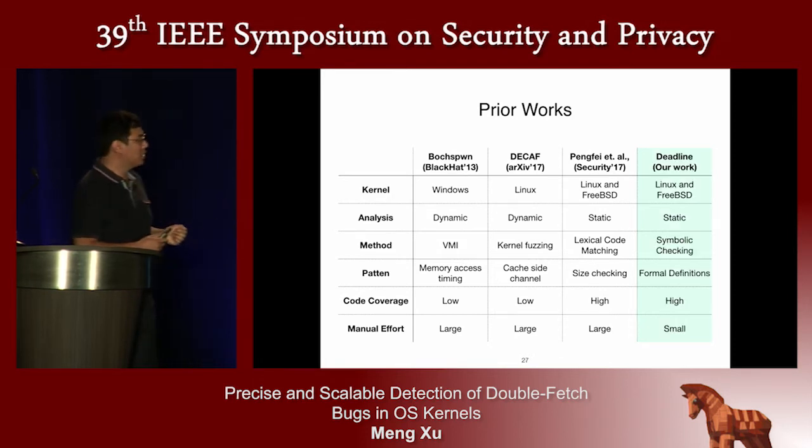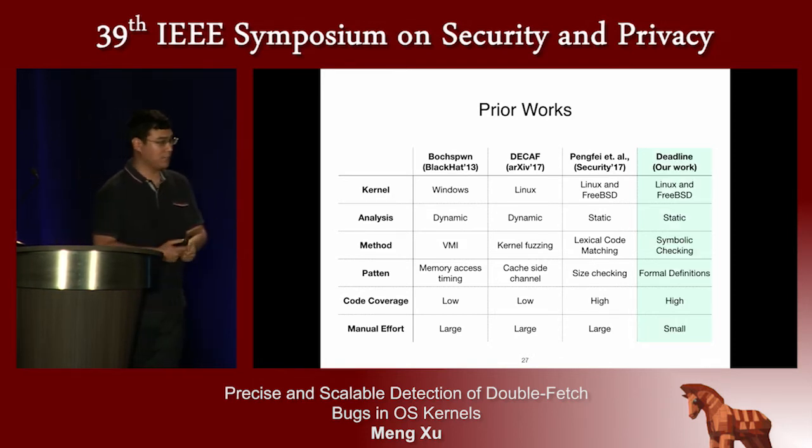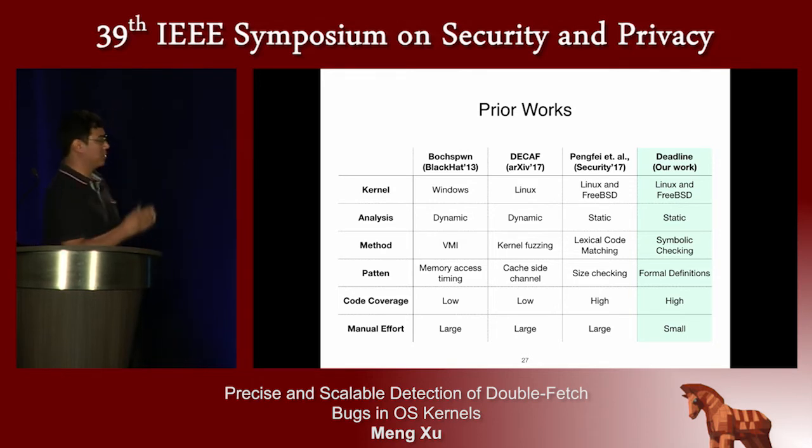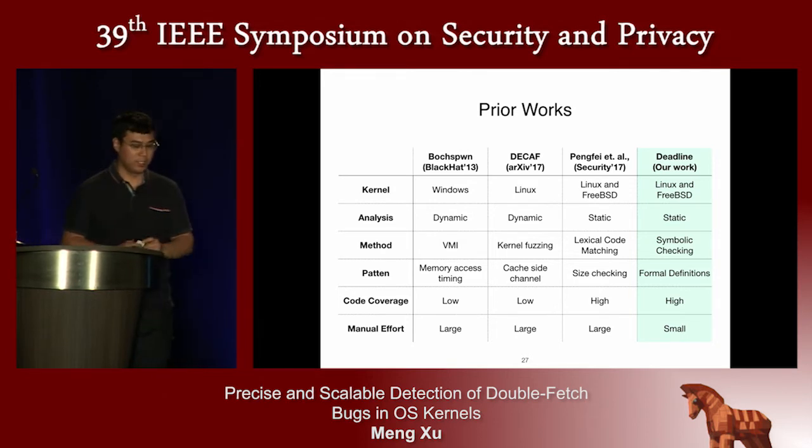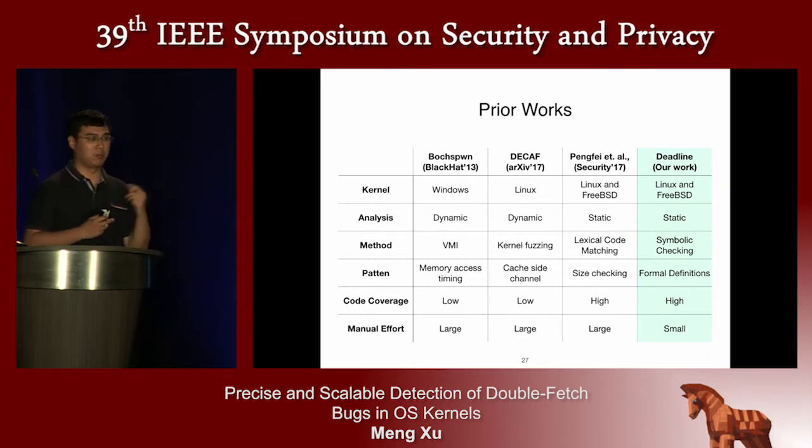So what do we do? We also do static analysis, but we also use symbolic checking to not only find that this could be a double fetch. We define a model saying that if the 2 fetches are in this shape, they are going to be double fetch bugs. And we use symbolic checking to make sure of that. And by doing so, we minimize our manual effort.